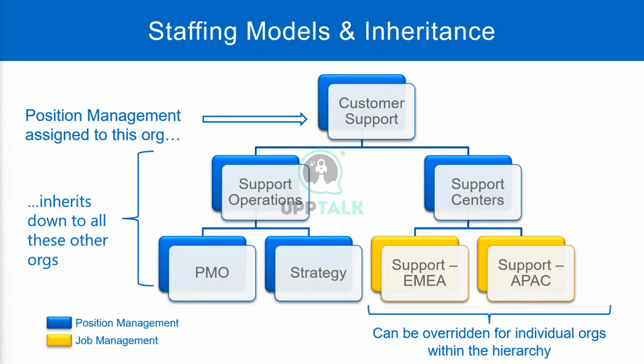So when you create an organization and you create a subordinate, the subordinate inherits the staffing model. Pay attention to the terms I'm using. It inherits the staffing model. What are the two staffing models? Position management and job management. So if the superior has position management and I'm creating a subordinate, the subordinate will inherit the staffing model at the time of creation, which is position management.